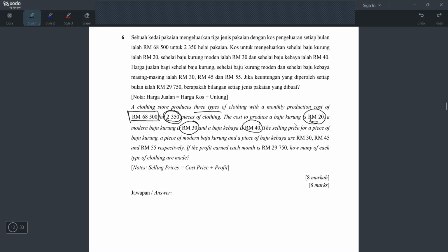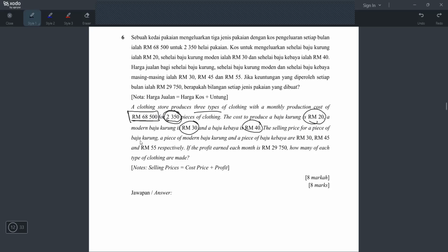Right? But if you add all these values, will you get the total cost 68500? No, right? Even if you add all this, it means there is more than one baju kurung, more than one modern baju kurung, and more than one baju kebaya. That's why the monthly production cost is so many, but the cost for one is just very small, right? When you add all together, you don't get this, because there is not just one baju kurung that is being produced.